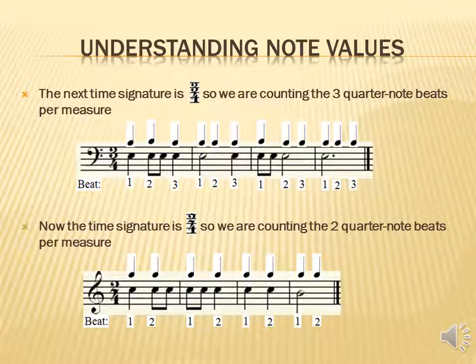Now the time signature is 2/4, so we are counting the 2 quarter note beats per measure. The quarter notes listed at the top of this example are there to show how the different kinds of notes fit into each quarter note beat, and the beats are numbered at the bottom. And it sounds like this.